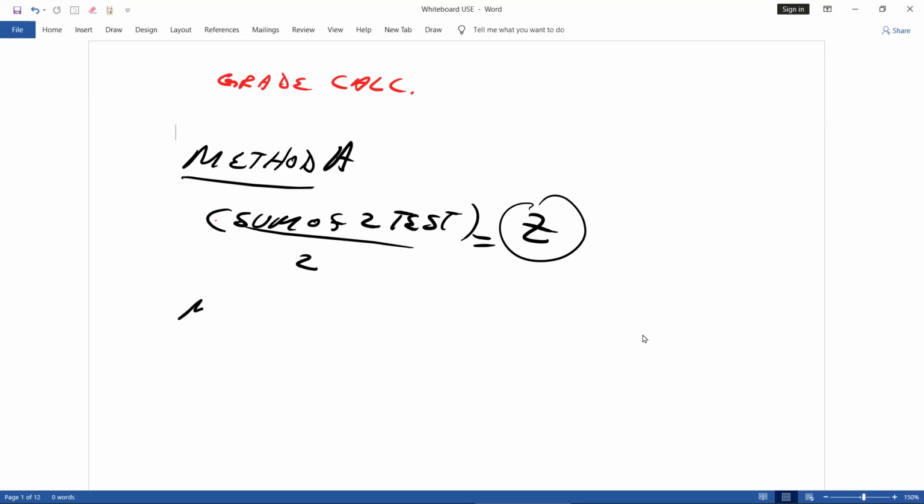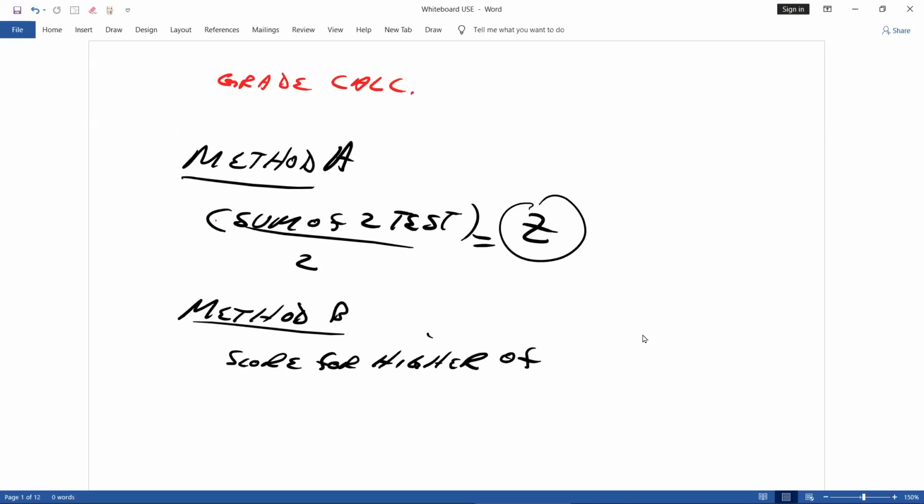Now, since you can drop the lowest test, and a lot of you, this might be method B. You've taken two tests, look at the higher of those two, let's call it X. And if that's 90 and above, you're right now getting an A. If it's 80 to 89, B; 70 to 79, C, whichever the higher; 60 to 69, D; below 60, or 59 and below, F.